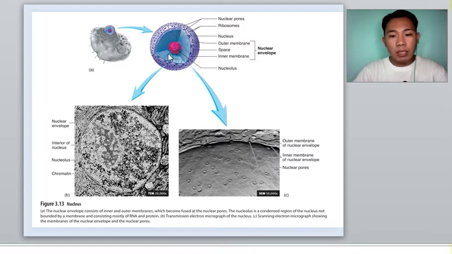The nucleolus, this one, the red one, is a condensed region of the nucleus not bounded by a membrane and consisting mostly of ribonucleic acid and proteins. This one is a transmission electron micrograph of the nucleus, and another is a scanning electron micrograph showing the membrane of the nuclear envelope and the nuclear pores.